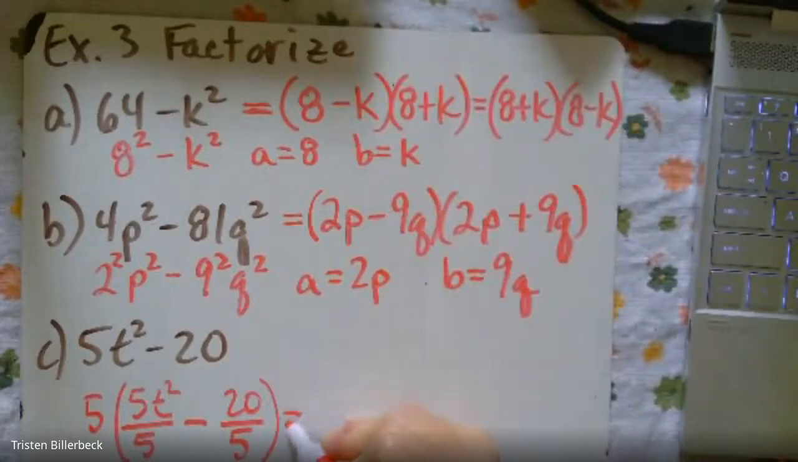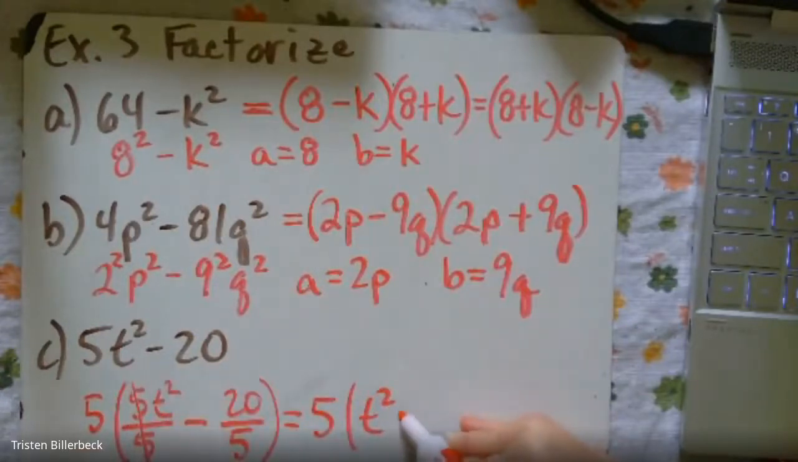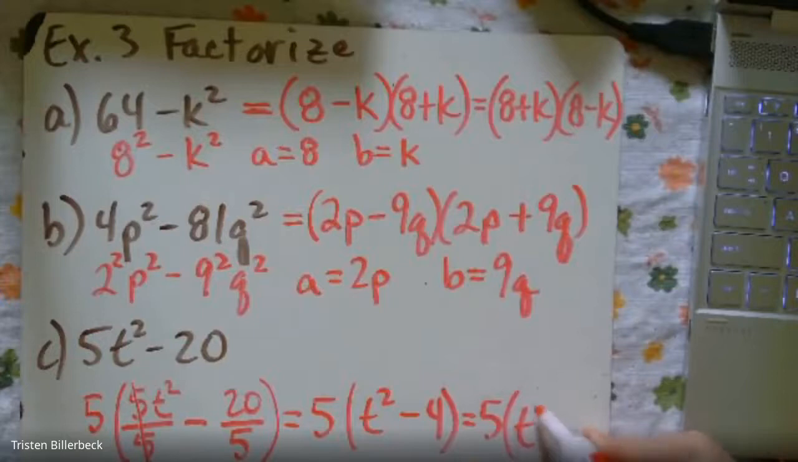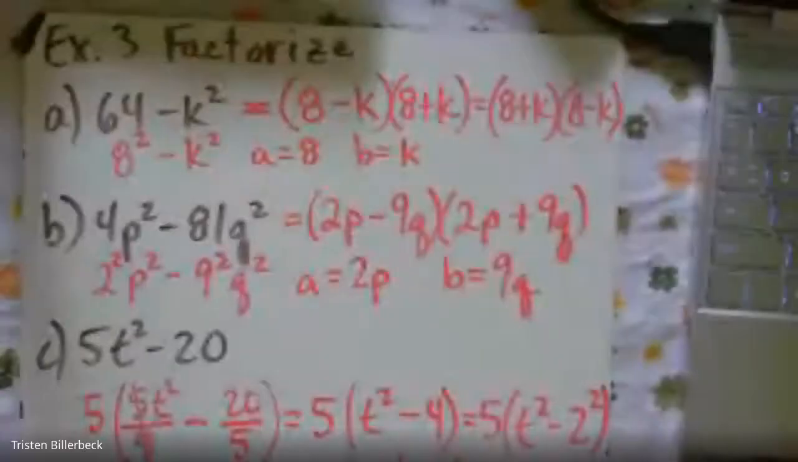Fancy little math move, eh? So now I have 5 out here. Well, that just goes away. So I have t squared, and then 20 divided by 5 is 4. And then we can say, wait a second, hold on, I know what that is. That 4 is a 2 squared. So my A is t, and my B is 2.